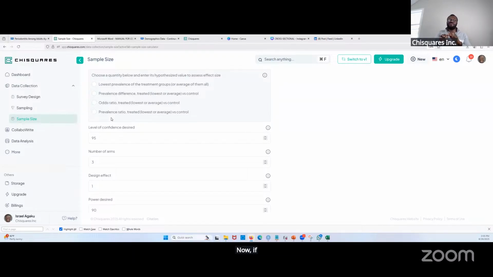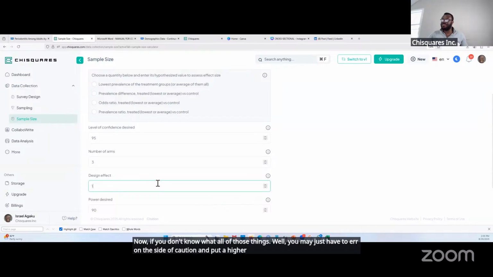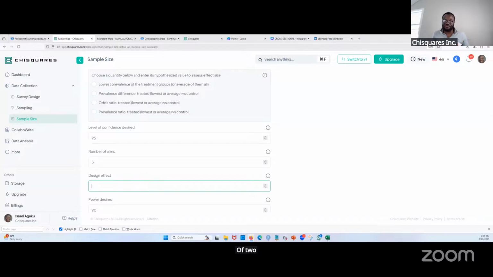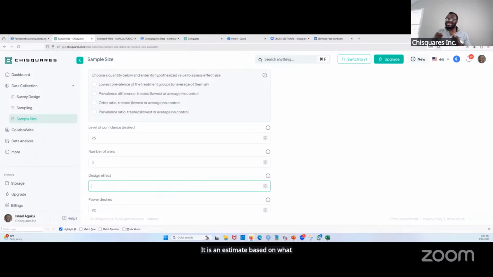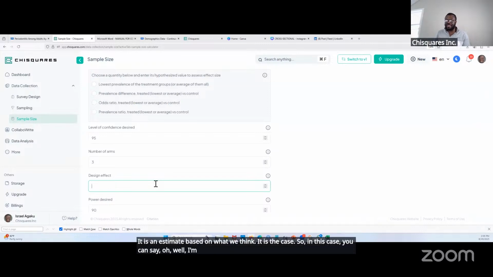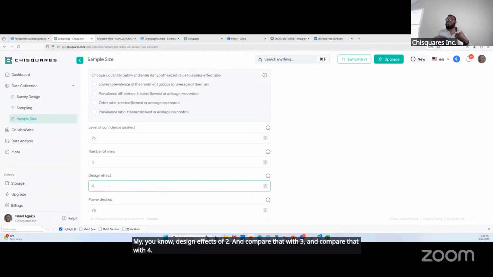Now, if you don't know what all of those things are, you may just have to err on the side of caution and put a higher value. In general, design effects of 2 or 3 will be sufficient. Again, remember that sample size is not a magic number. It is an estimate based on what we think is the case. So in this case, you can say, I'm going to look at design effects of 2 and compare that with 3 and compare that with 4 and see what the sample size looks like.